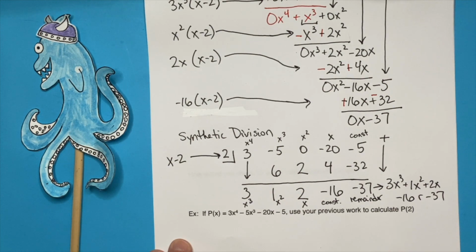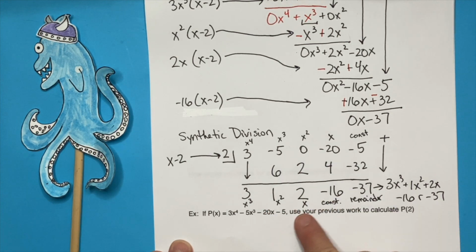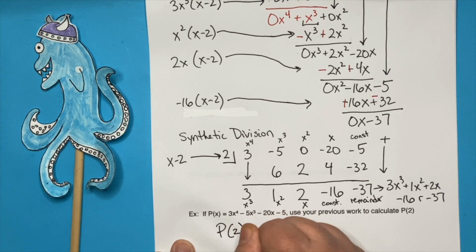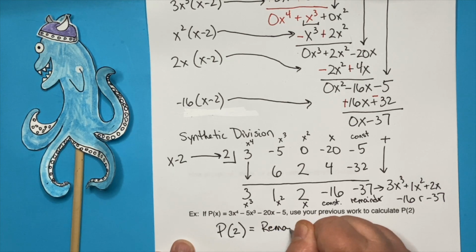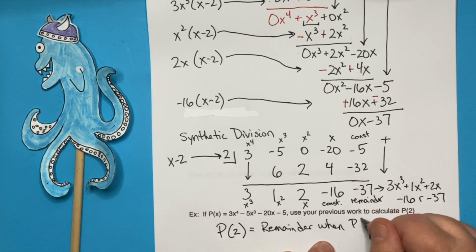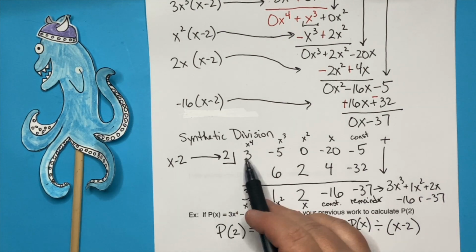If p of x equals this thing that was way up here, 3x to the 4th minus 5x cubed, right? You can see it right there, minus 20x minus 5, use your previous work to calculate p of 2. Now, I could take 2 and plug it in. But remember, there's a formula from back before that p of 2 is the remainder when p of x is divided by x minus 2, which is exactly what we just did here.